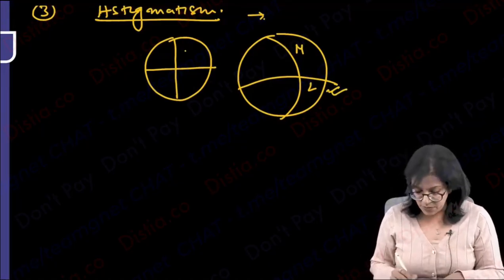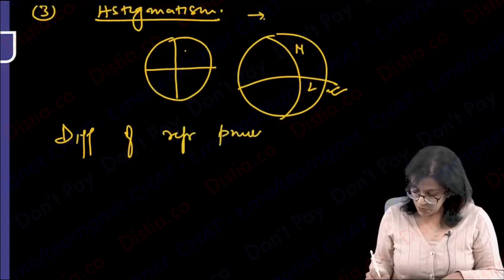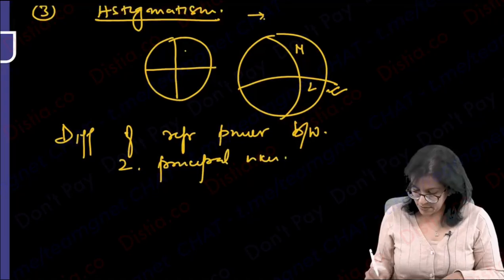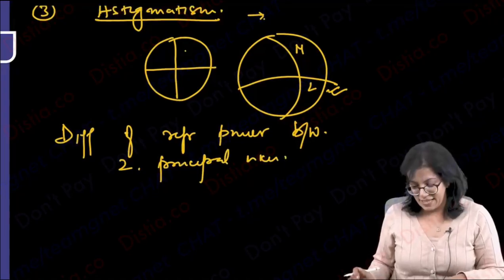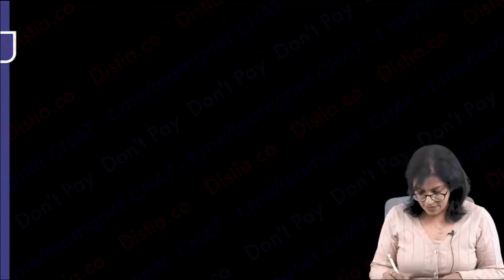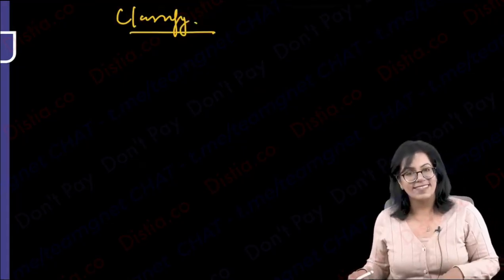Got it? So please note down, it is the difference of refractive power between two principal axes. This is what astigmatism is. Now, how do you classify astigmatism? You can classify astigmatism in 4 different ways.